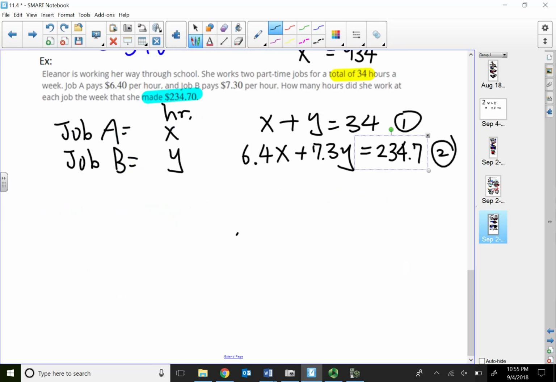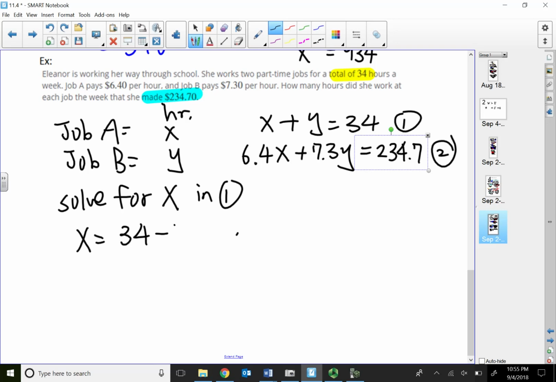So quickly, let me solve this. Solve for x this time in number 1. I move y over, so x equals 34 minus y, first equation prime. Let's substitute my first equation prime into the second equation for x. Normally 6.4 times x, now it will be 6.4 times 34 minus y, plus 7.3y equals 234.7.